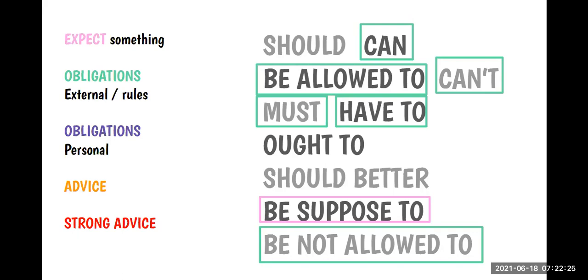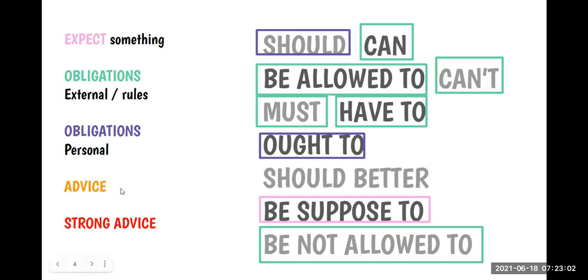For example, in a library, in a supermarket, these are external obligations, right? Then we have obligations that are personal, the ones that we think we need to do, okay? So which modal verbs do you think we can use for personal obligations? Ought to and should. We use should or ought to. For example, I should do my homework, or I ought to study for my test.